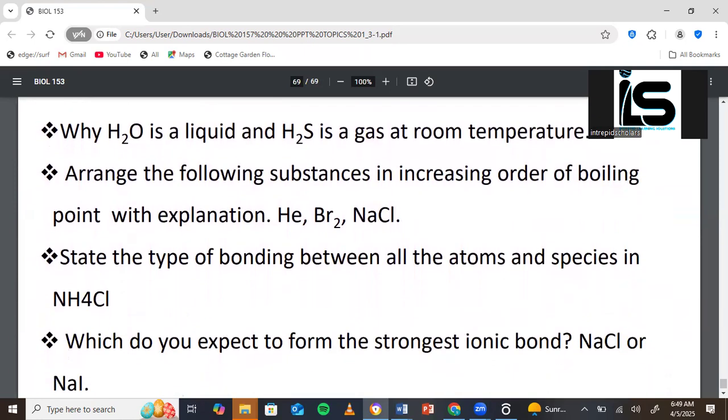Now there are questions for us to try. The first one is why is water a liquid and H2S a gas? The water is a liquid because of a strong intermolecular force between it, which is the hydrogen bonding, right? The H2S undergoes permanent dipole bond, which is weaker. Now arrange the following substances in order of increasing boiling point.